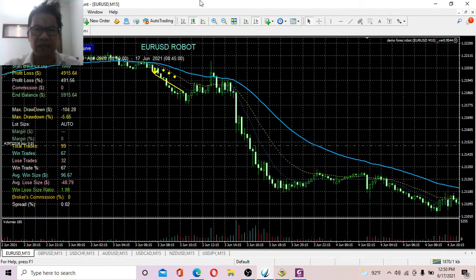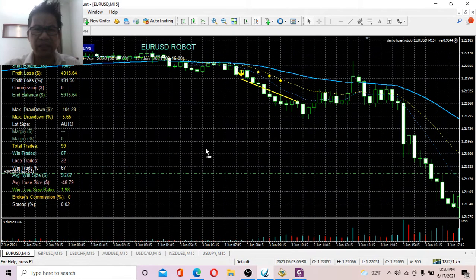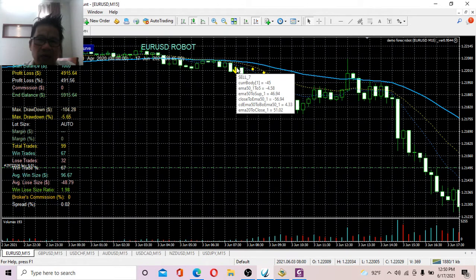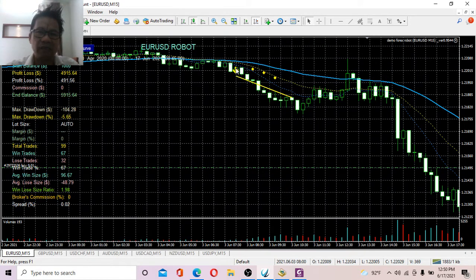Now, look at the arrow. The yellow arrow pointed down is the trade entry for a sell. If I hover the mouse over the arrow, I can see all parameters, which I analyze to check the conditions for trade entry. You see the line is connecting the entry price to the exit price.